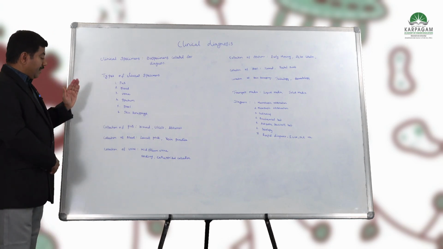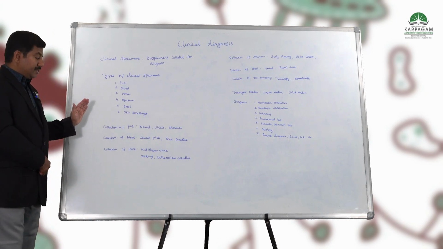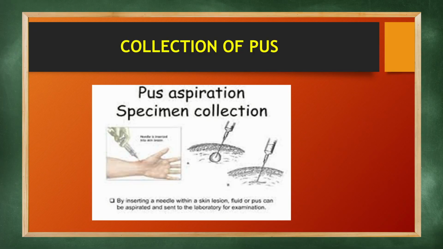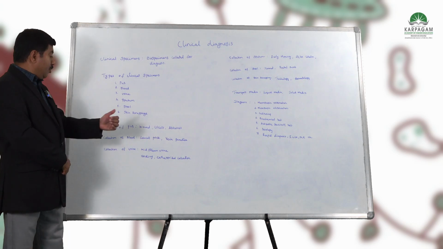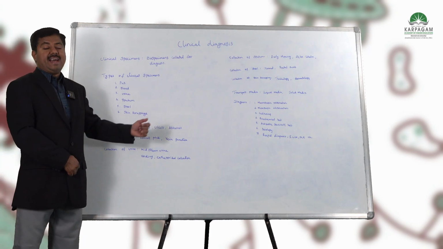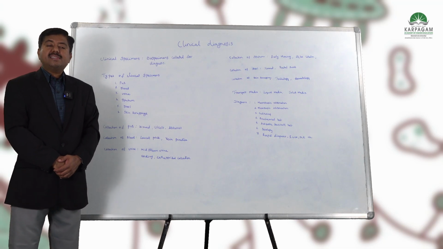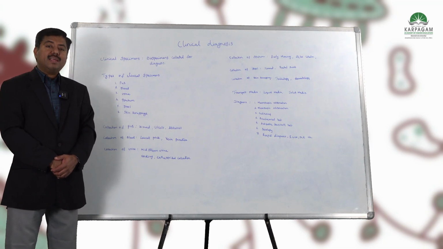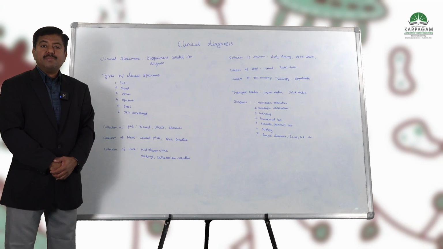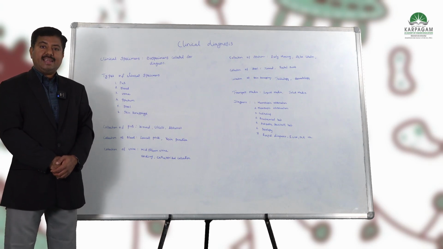So, here we are going with the first thing, it is called collection of pus. Yes, pus specimen can be collected from wound, ulcers and abscesses. What is this pus? Pus is nothing but the cellular or a fluid or a lesion like exudate which comes from the wound, ulcers and abscesses.